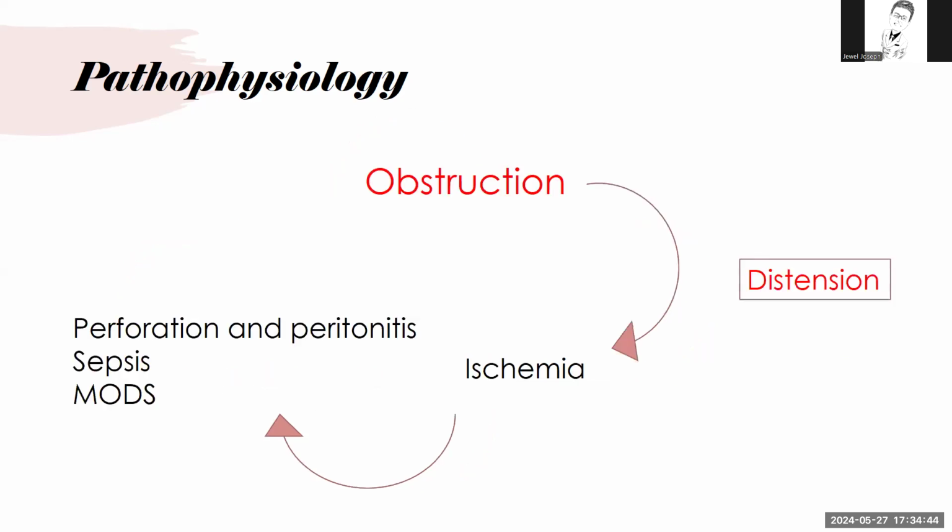So finally, with all this distension and inflammation, the bowel will start to stretch, and finally there will be ischemia to the bowel. When there is ischemia, there will be necrosis. Necrosis will lead to perforation and peritonitis, sepsis, multi-organ dysfunction, and death. This is the natural history of an untreated obstruction.